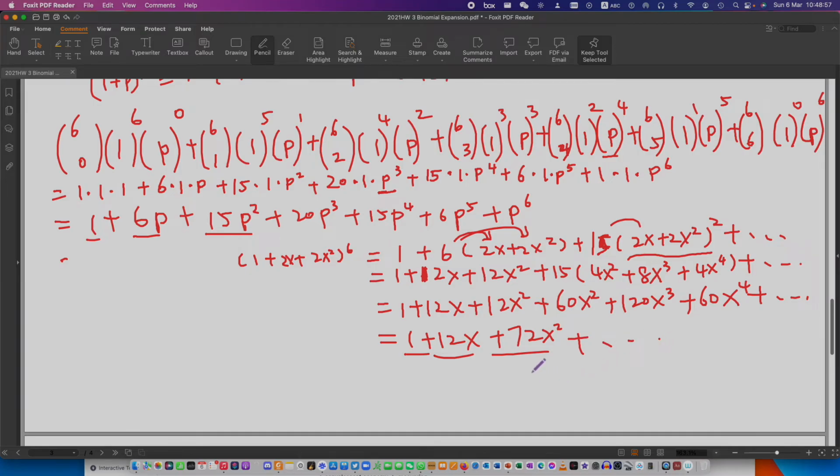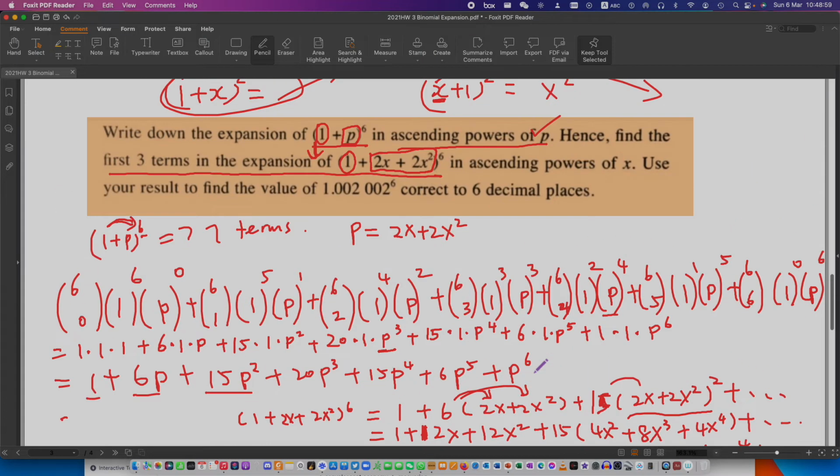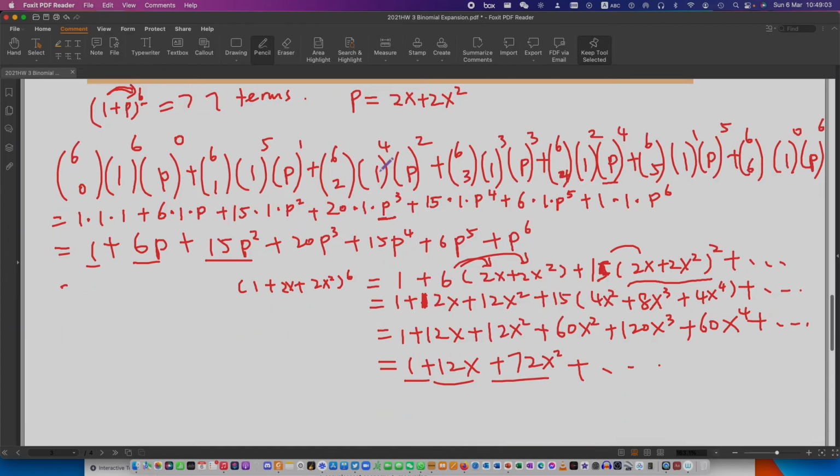Wait, what does the question say? First three terms. The first three terms of this, right? Then I realized the first three terms is actually these three. That is the fourth, that is the fifth, right? You understand me or not? In fact, if you do more, it's fine, because ultimately you just pick the first three. So if the question asks for first three, you don't go and give first 5. You don't give more.